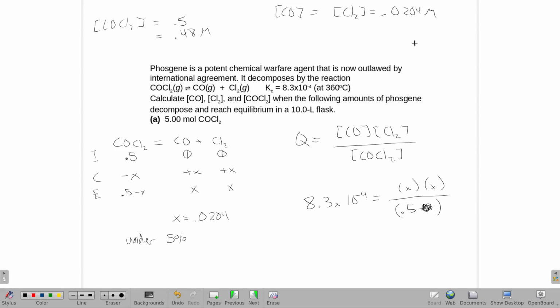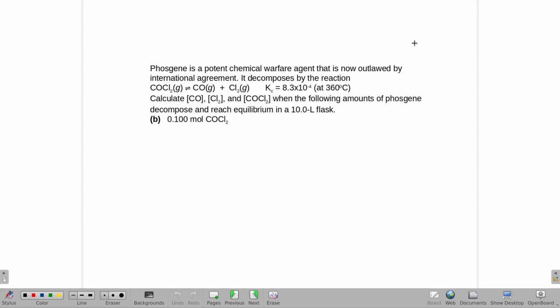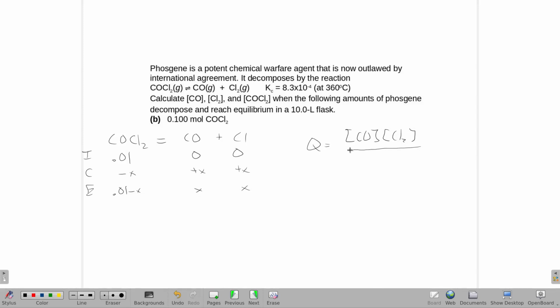Alright, this next slide we're not going to be able to. Only thing I've done was started with a heck of a lot less. So everything else is exactly the same. So the ICE table is going to look the same, except this is now 0.01. This is still a 0, this is still a 0, so this is still going down. These are still going up. I need to label my rows. So this 0.01 minus x, this is x, and this is x. Our Q is the exact same as the previous slide. So we're going to set up, and it looks the exact same.